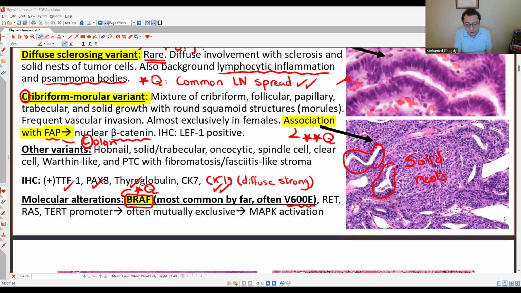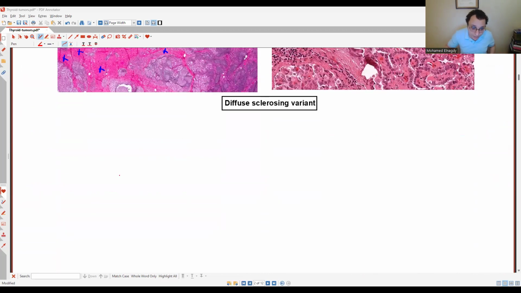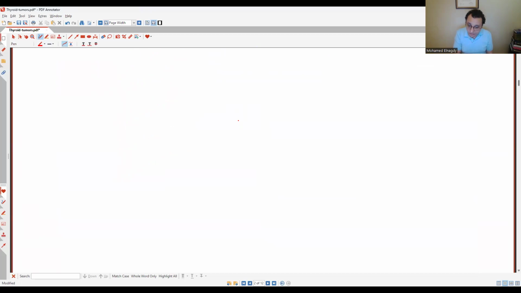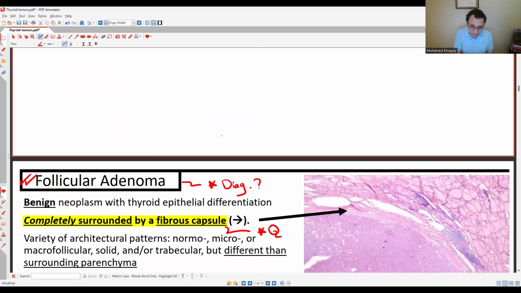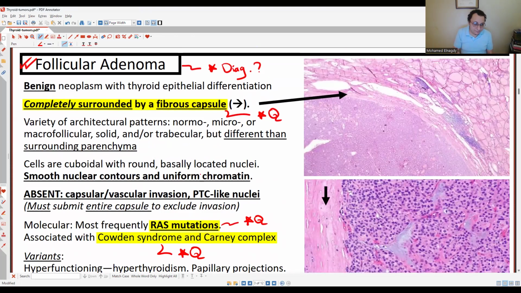Hobnail, I don't care about hobnailing, but if you want to know what this means pathologically, hobnailing means that the cells are like this. That's what hobnails mean. But I never saw it, honestly, neither in questions nor in practice until now.